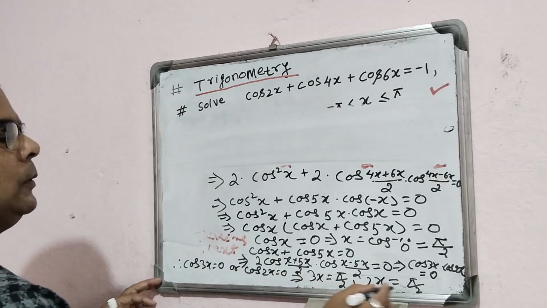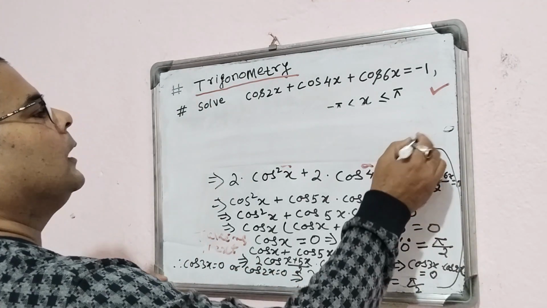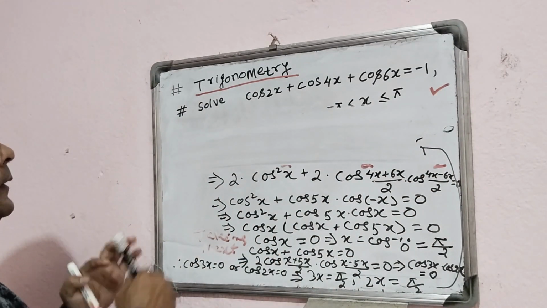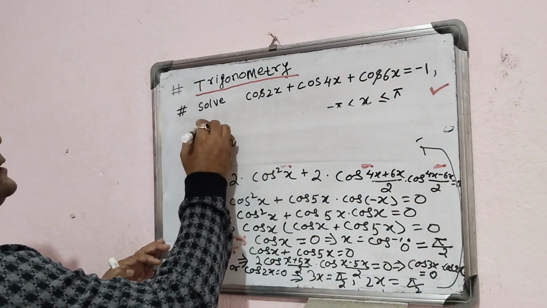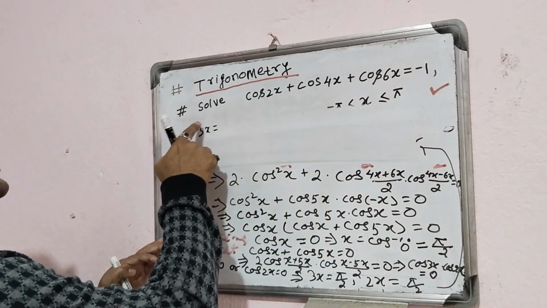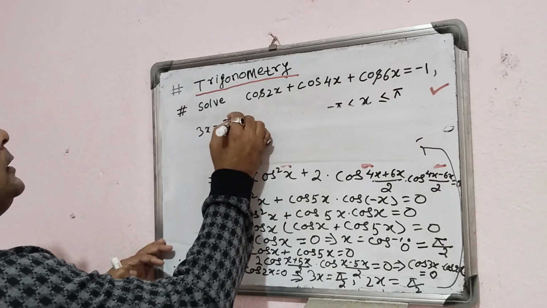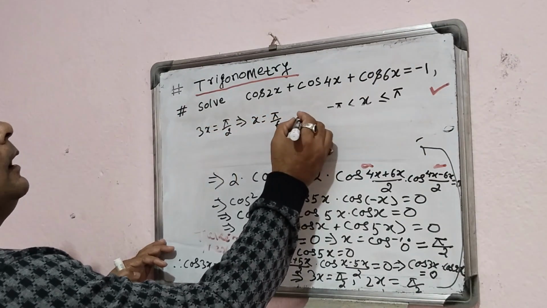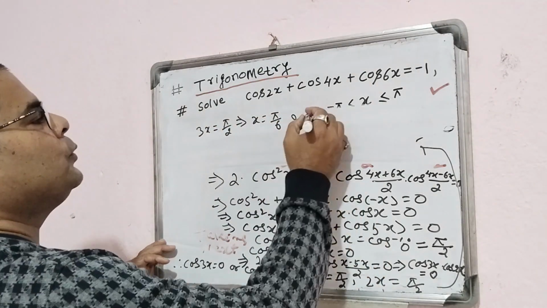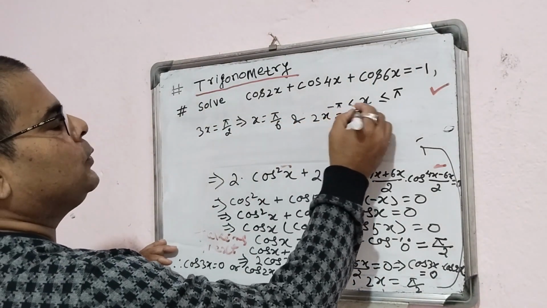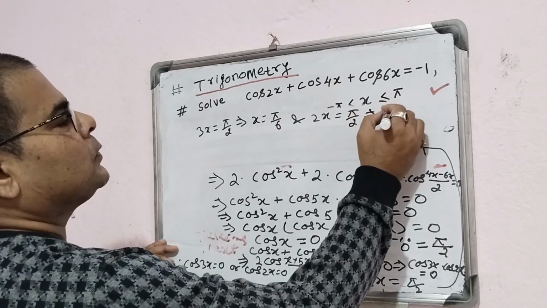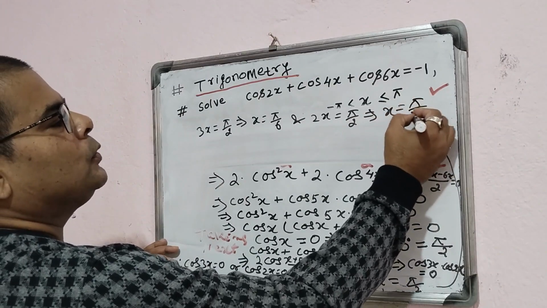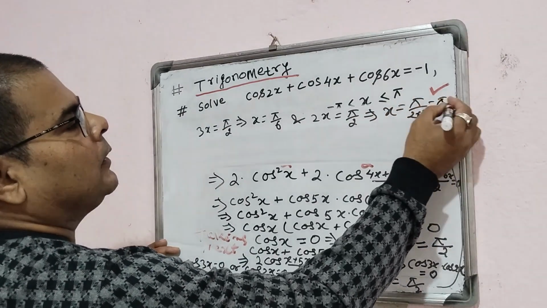So after we continue from here, start from here. It is now 3x equals to pi by 2. It gives you x equals to pi by 6, and again you have 2x equals to pi by 2. Then it gives you x equals to, when you transpose this, it is multiplied, so divided over here, so it is pi by 2 times 2, equals to pi by 4.